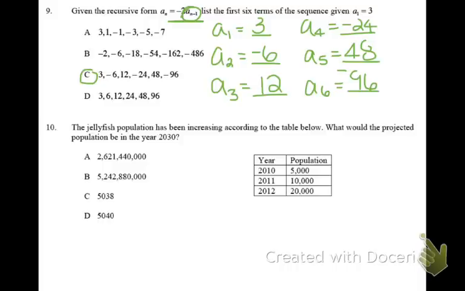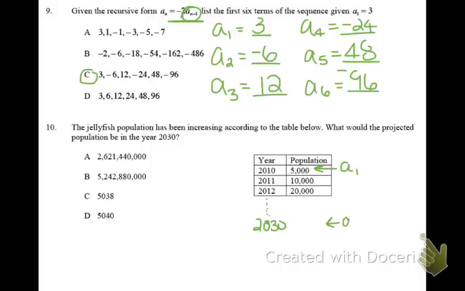And number 10, the jellyfish population has been increasing according to the table below. What would the projected population be in the year 2030? So your table starts at 2010 and you're going to 2030. So this right here is A1. Now if we were to continue the table and go all the way up to 2030, that term is actually A21.